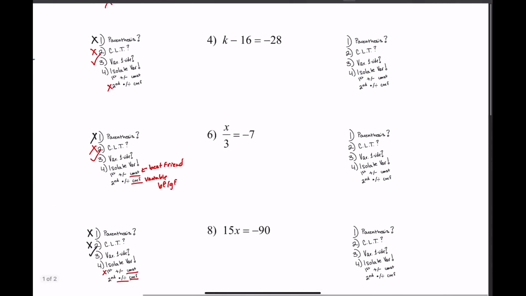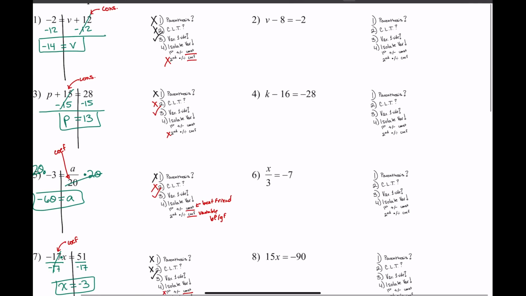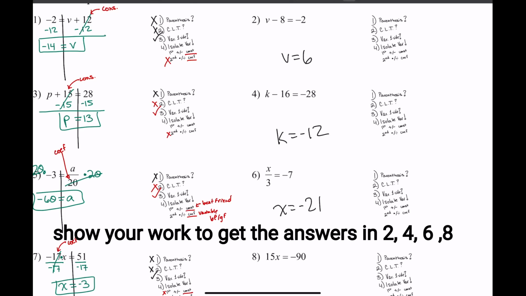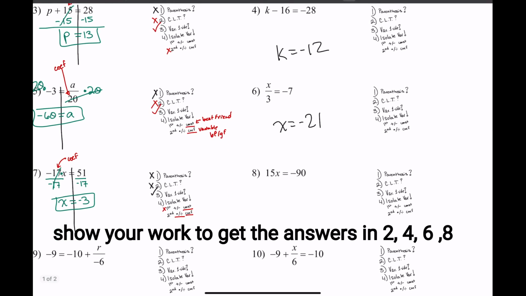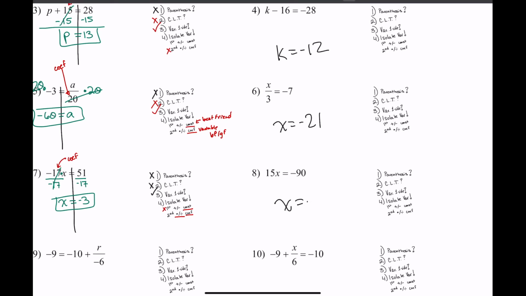So I want you to pause this video, and I want you to try 2, 4, 6, and 8. And I'm even going to give you the answers that you should get, but I want you to show me your work. So number 2, you should get v equals 6. Number 4, you should get k equals negative 12. Number 6, x should equal negative 21. And then number 8 should be x equals negative 6.